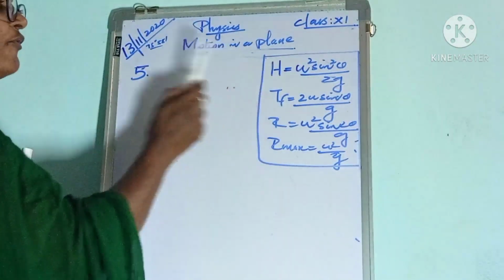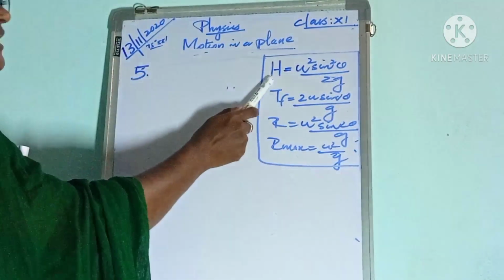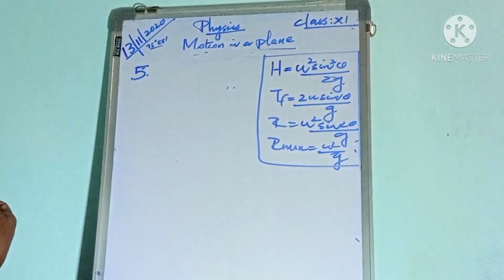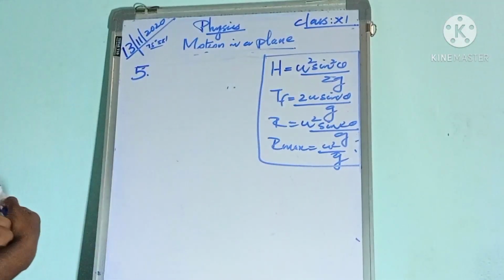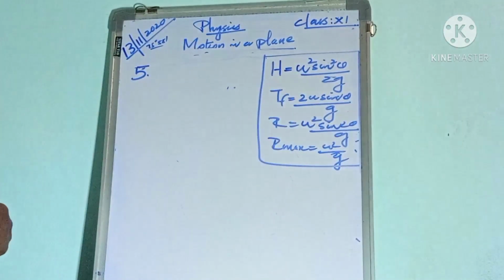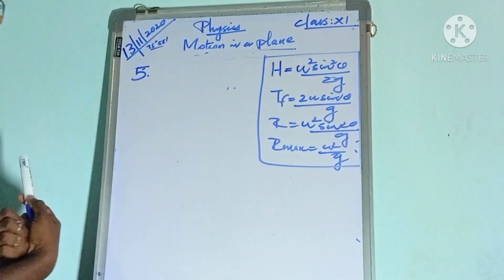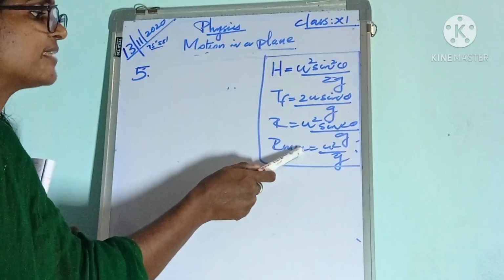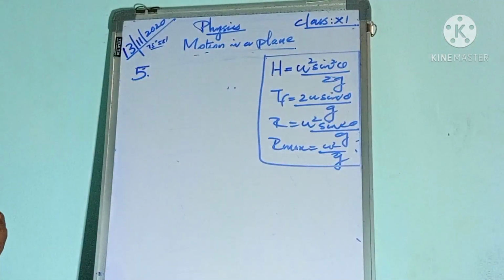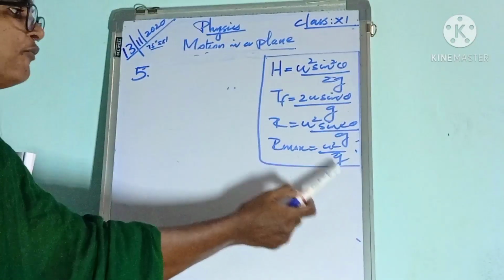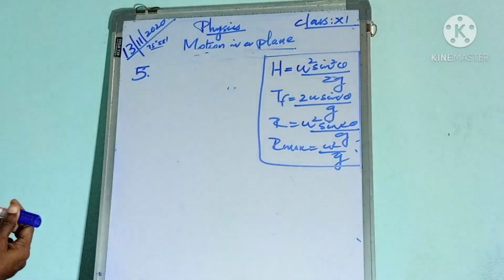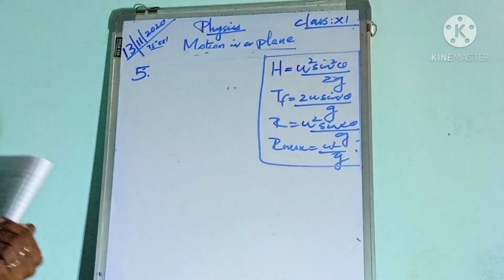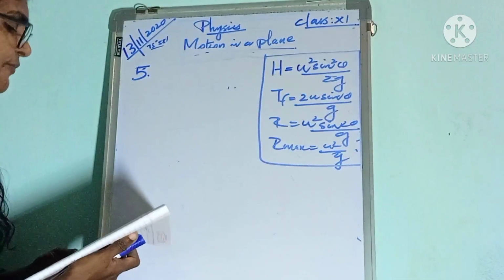This is the equation for maximum height: H is equal to U square sin square theta by 2G. Then time of flight TF is equal to 2U sin theta by G. Then horizontal range is equal to U square sin 2 theta by G. And the equation for maximum horizontal range is R max equal to U square by G. These are the 4 equations related to projectile motion. So we can move to the 5th question.